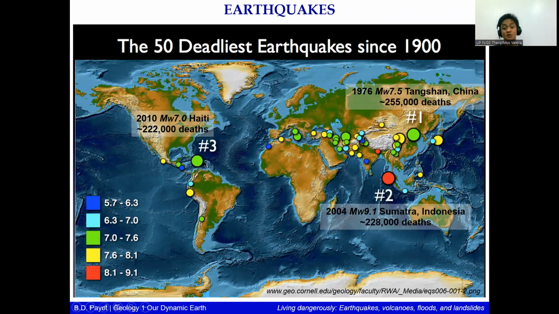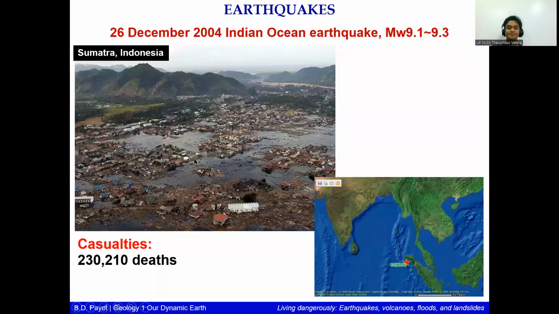So what this highlights is that it's not solely the strength of the earthquake that determines how deadly it is, it's also the engineering structure, so what we do about the risk or the hazard that is there.